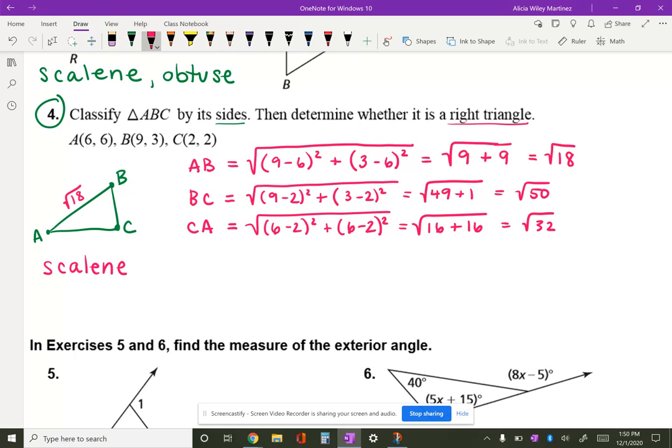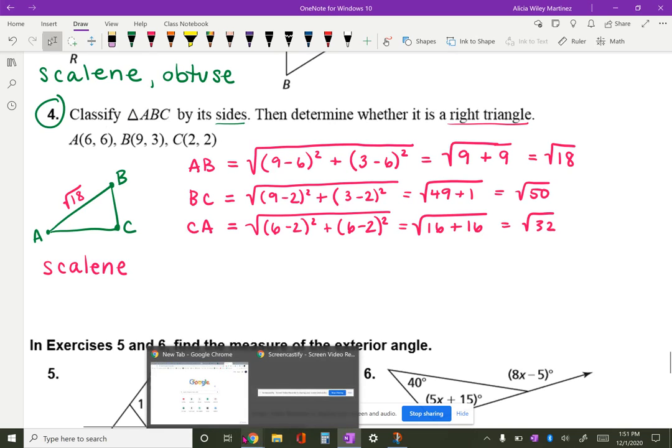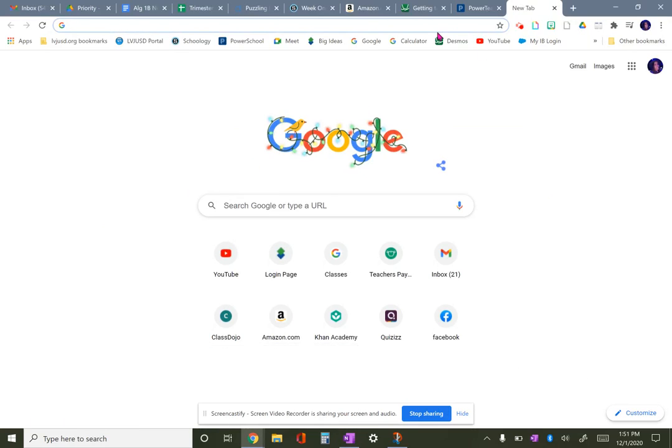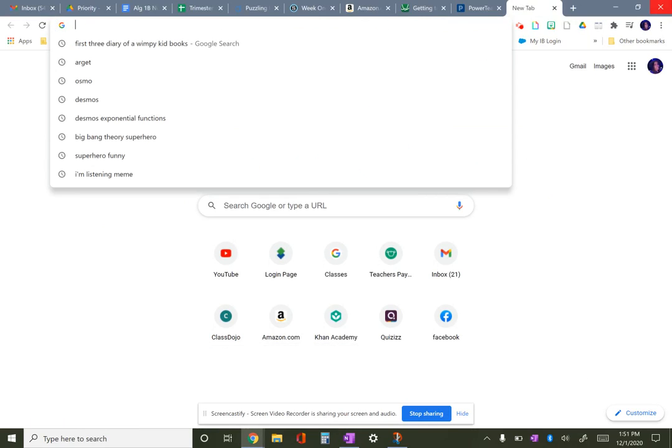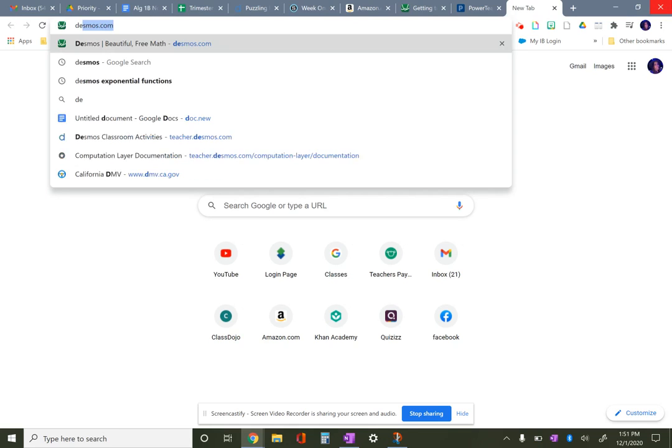So we're not really going to classify this by the angle. We're just going to determine whether it's a right triangle or not. In order to do that, I'm going to use Desmos. On your computer, there is also a phone app that you can use. I'm going to go to desmos.com.